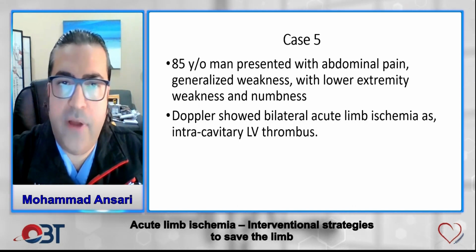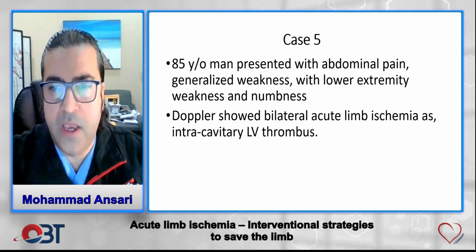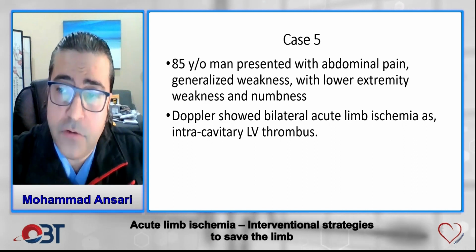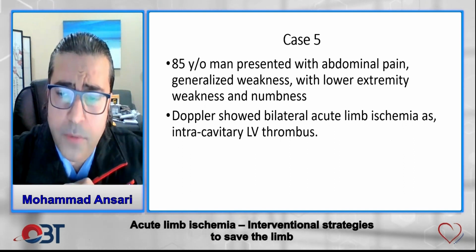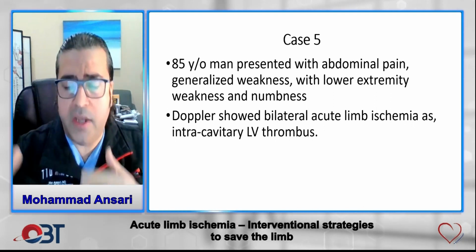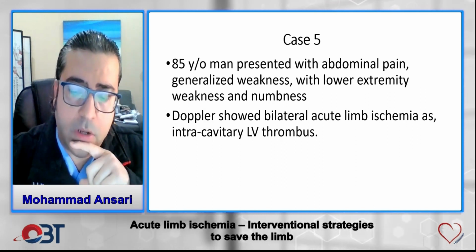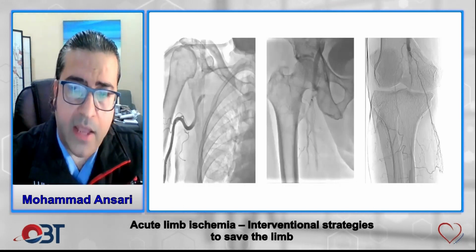Our fifth case, an 85-year-old man presented with abdominal pain, generalized weakness, and lower extremity weakness. Now, this patient came with bilateral acute limb ischemia. And usually from the groin, how these patients are treated, you do one side, and then you wait and get the patient to the unit, bring back the other side. This is the patient we treated on both the limbs on the same setting. And this is what we did.